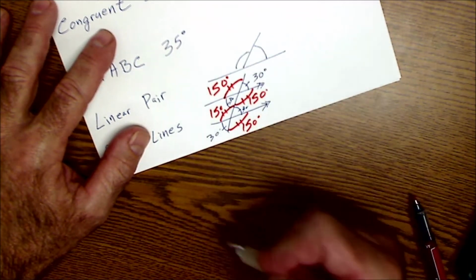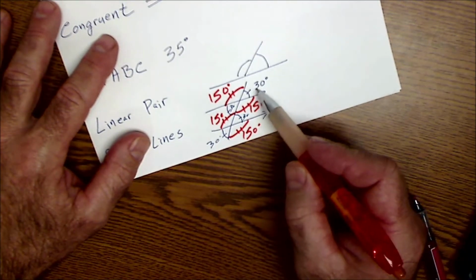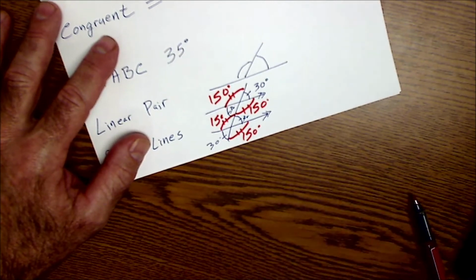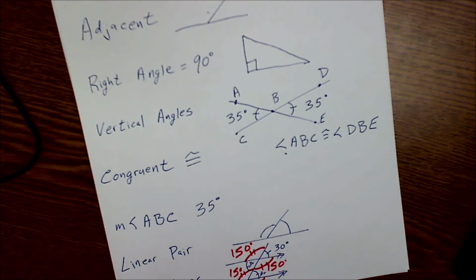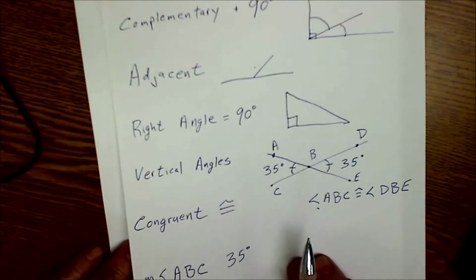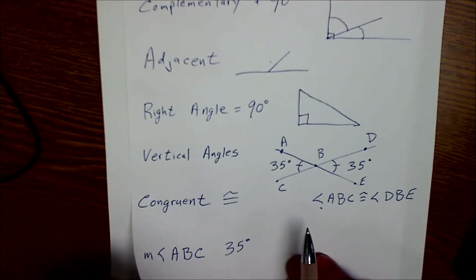So that's parallel lines cut by a transversal. If you have one angle, you could figure out all 8 angles. So there's some terminology you need to know when you're working with angles. Next, let's turn the page and take a look at the first handout.